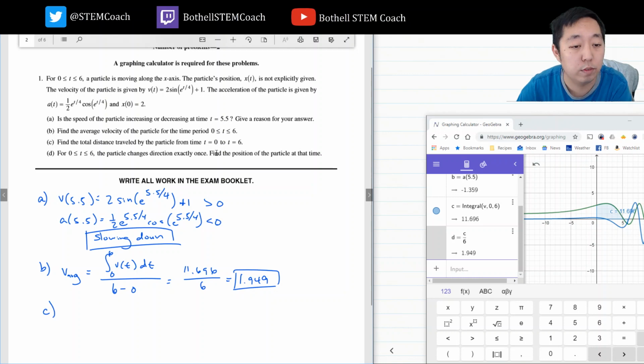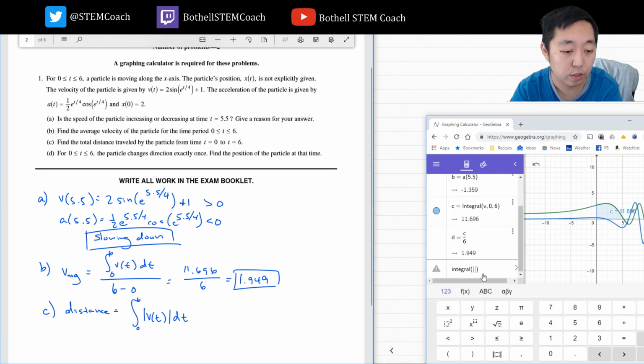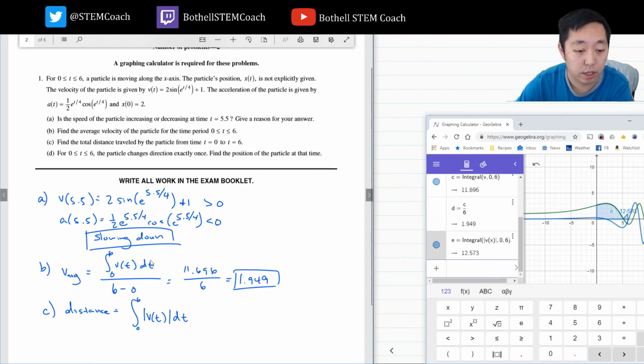Find the total distance traveled by the particle from t equals 0 to 6. Now, integrating velocity gives displacement. If you want to do total distance traveled, you have to use the absolute value of velocity, which is the speed. So what I would do here is compute the integral of the absolute value of v between 0 and 6, and I would get 12.573.